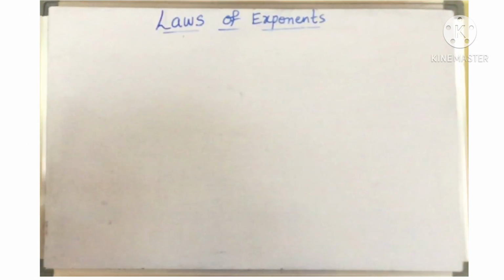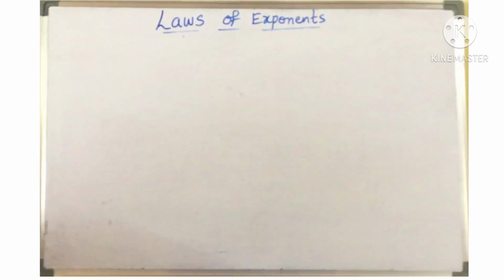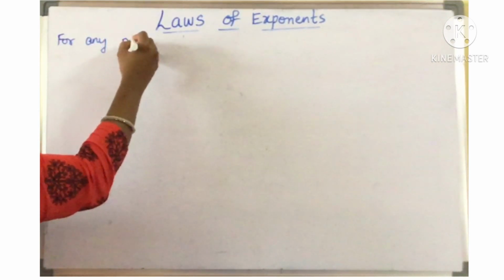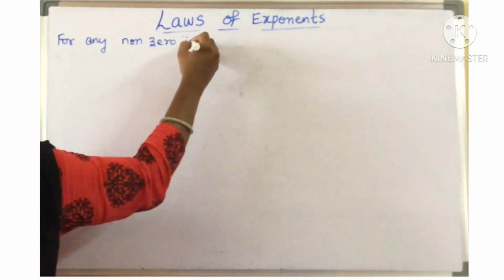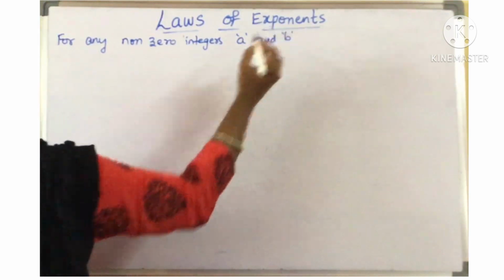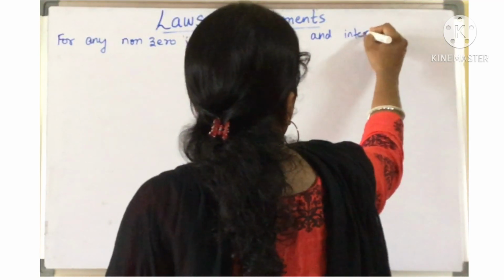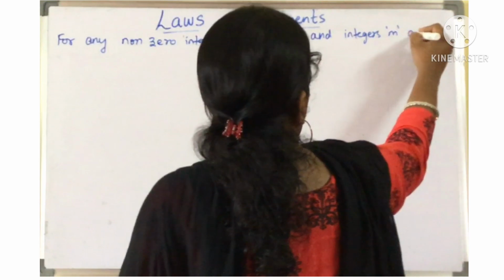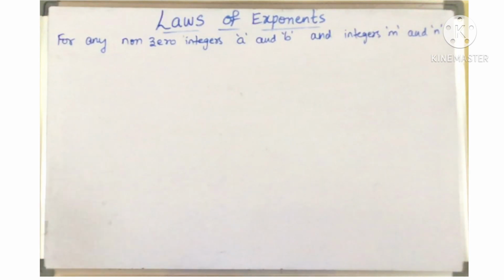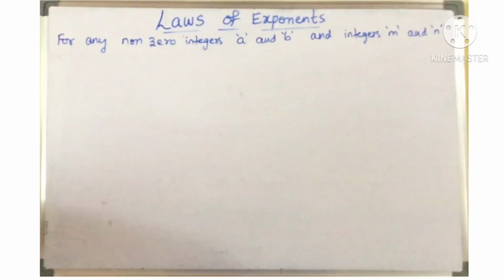Now till now we discussed laws, children. Now I want to write all the laws at a time, okay? So laws of exponents. Here we will first write for any non-zero integers. What are the non-zero integers we are taking? a and b, right? And integers m and n. So first I am writing what a and b are and what m and n are. Here a and b are taken as bases, so they are non-zero integers, right? They should not take the value of 0.